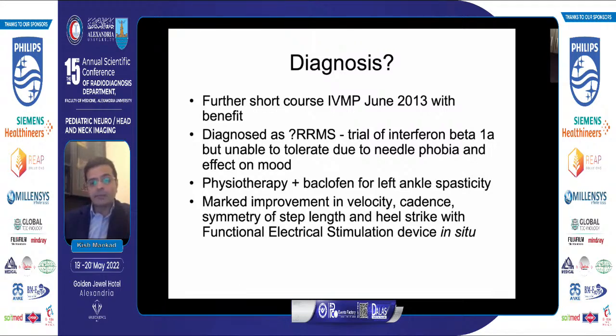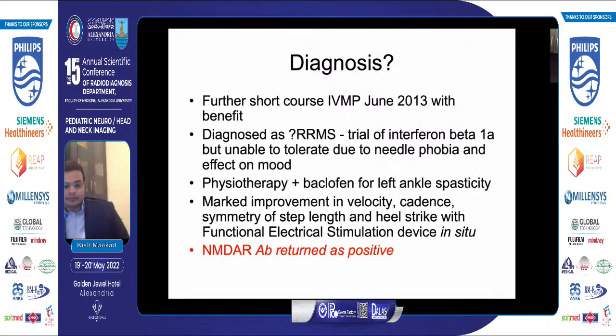A good few years have gone by. The patient has had IVMP, which is methylprednisolone. They were given a trial of interferons at that point in time, but couldn't tolerate it because of needle phobia, which was very common in the interferon phase that we were talking about, and was basically being managed symptomatically for spasticity and things like that. At this point, they had an antibody test for NMDAR, and it turned out to be positive. Now, interestingly, as soon as an antibody test comes positive, people start treating the patient for it. Except that after many years, this child only showed progressive disease.